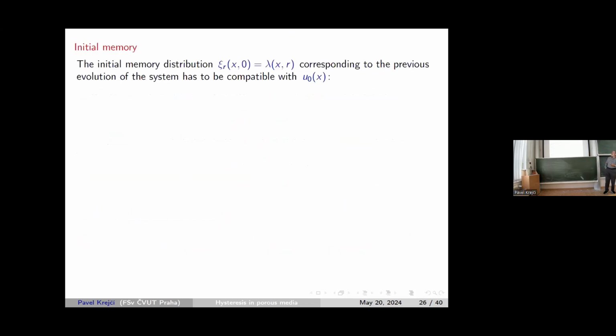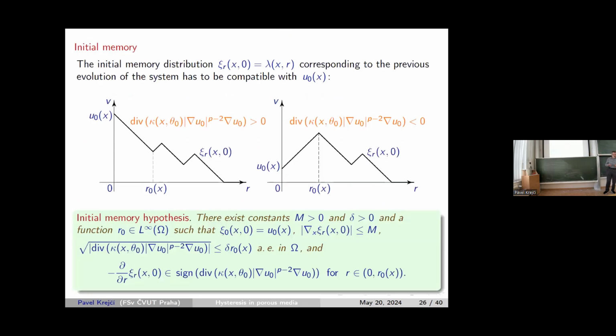And the assumption is the following. So we do not have the Laplacian, we have the divergence of kappa times the p minus 1 power of the gradient. So this is the flux, the divergence of the flux, which is equal to the saturation increase. So if the divergence of the flux is positive, this means that the saturation is to go.